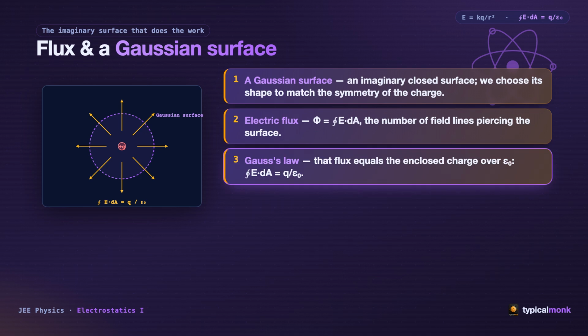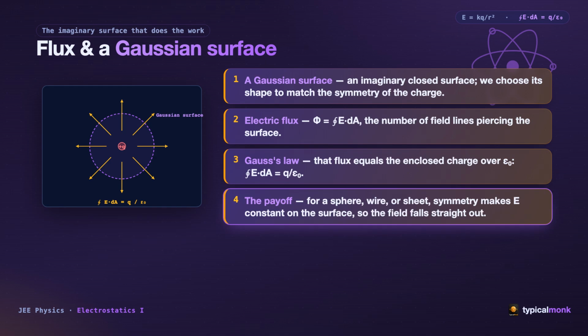Gauss's law. That flux equals the enclosed charge over epsilon naught. The closed surface integral of E dot dA equals q over epsilon naught. And the payoff: for a sphere, a wire, or a sheet, the symmetry makes E constant on the surface, so the field comes straight out in a single line.